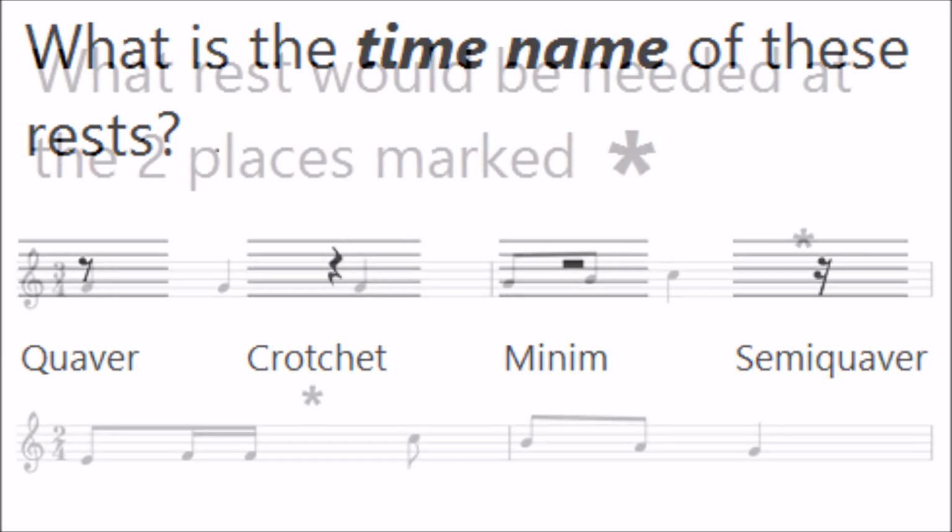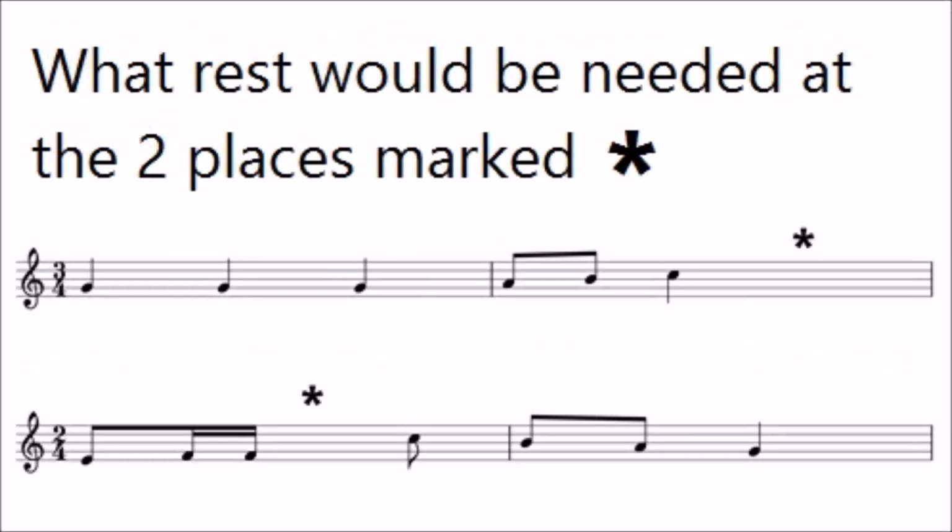And now, what rest would you need to add at the two places marked with an asterisk? In the first example, you have 3 beats in a bar, and in the bar in question there are 2 quavers and a crotchet already, which adds up to 2 beats. So the rest that you would need to add is a crotchet rest.